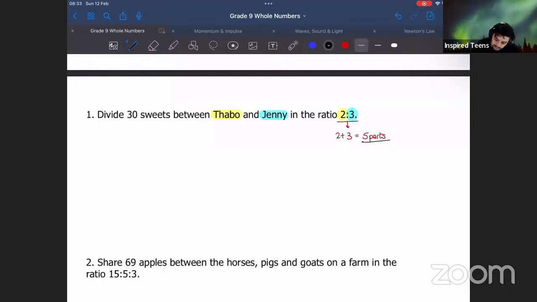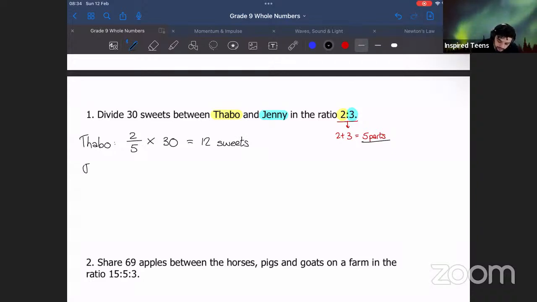So in that case, we know that Thabo is going to get the ratio of 2. For Thabo, his part is 2 out of the total 5 parts. So we create a fraction 2/5, because out of the total 5 parts, Thabo is going to get 2. We take that fraction and multiply it by our total amount of sweets, and we get our final answer. We know that Thabo has 12 sweets.